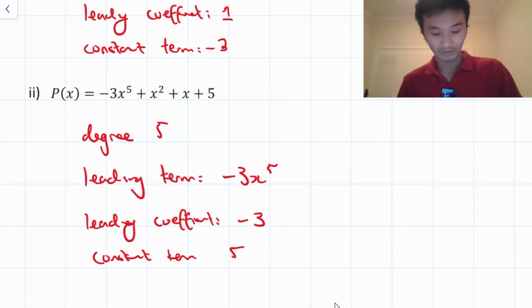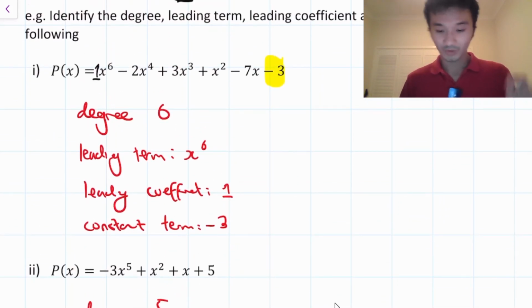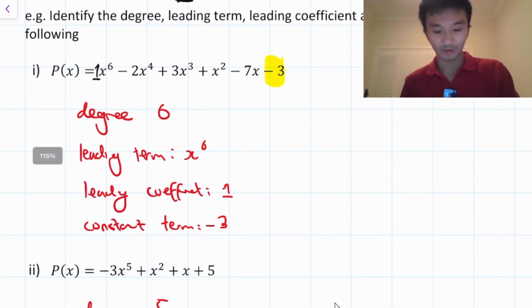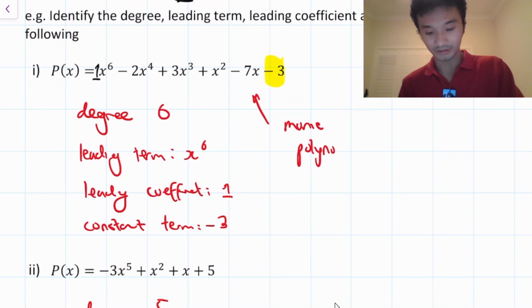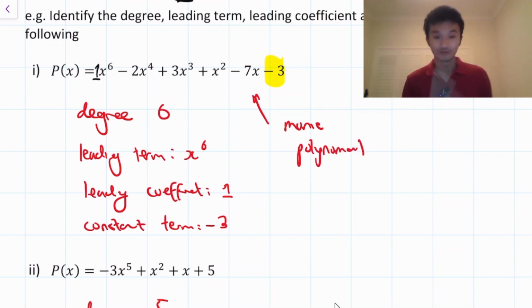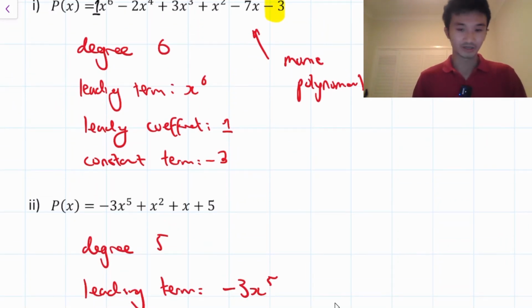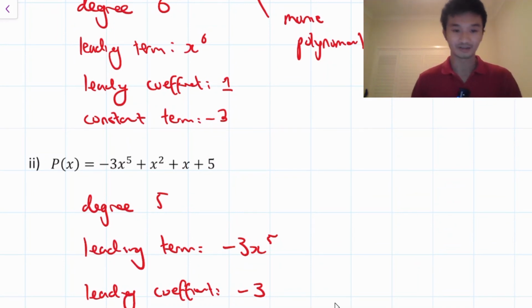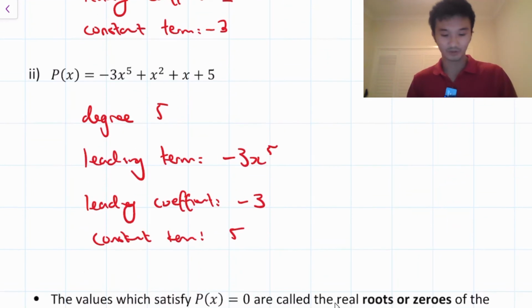Now with these ones, just think about it. This first one was what we call a monic polynomial, and that's because the leading coefficient was 1. This one here isn't. It's a non-monic polynomial because you've got a negative 3 as the leading coefficient there. Okay, so just watch out for that.